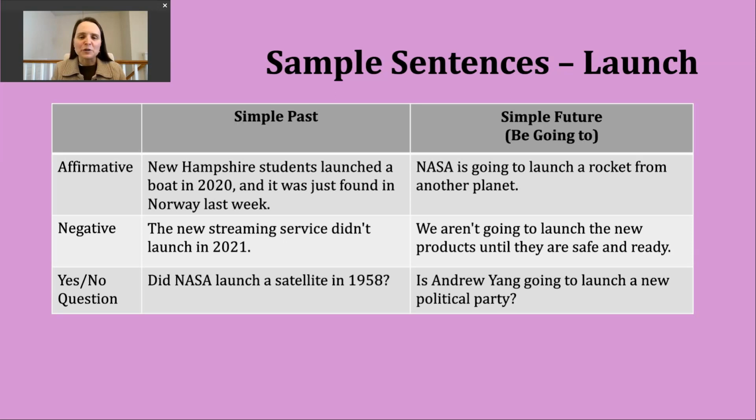Now, if you're outside the US, this sentence might not make much sense. Andrew Yang is someone who ran for president in 2020. First, I guess I should say he ran for the Democratic nomination for president. He has since run for, I think, mayor of New York City as well, and there's been some discussion about him beginning or starting a new political party.